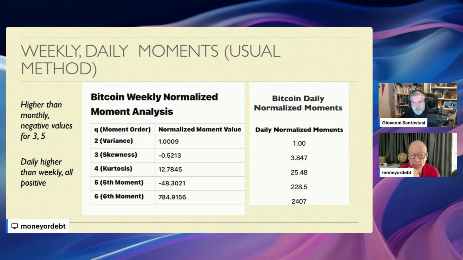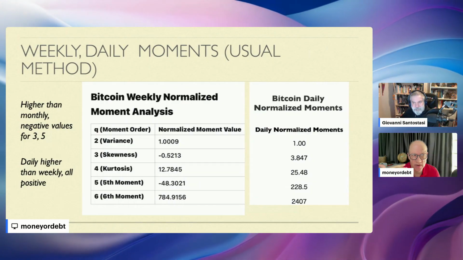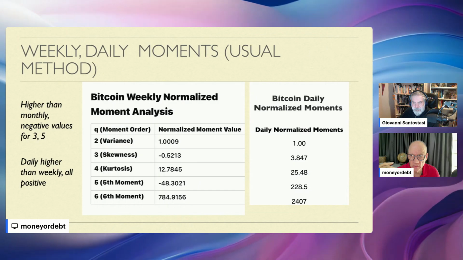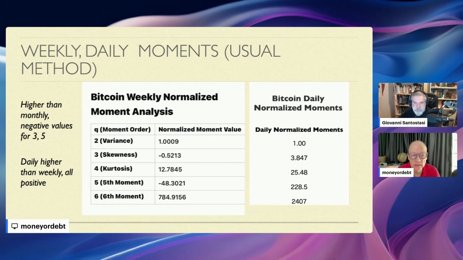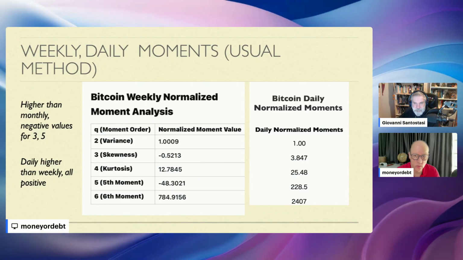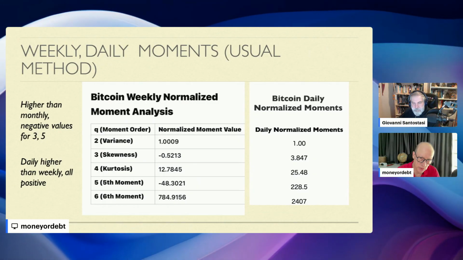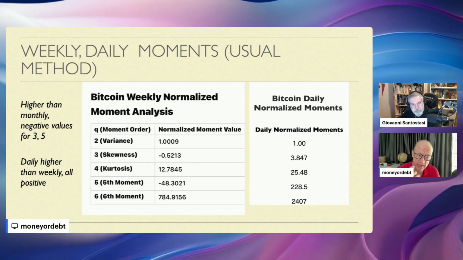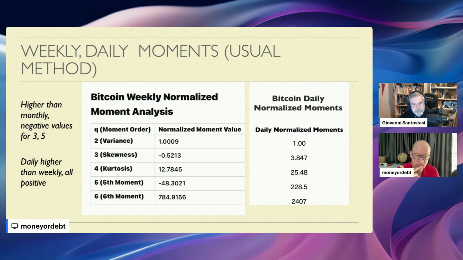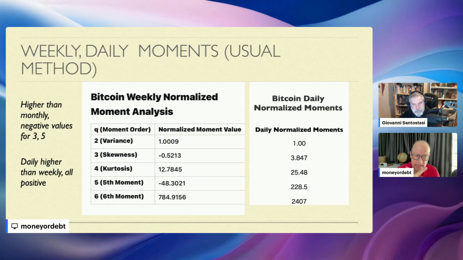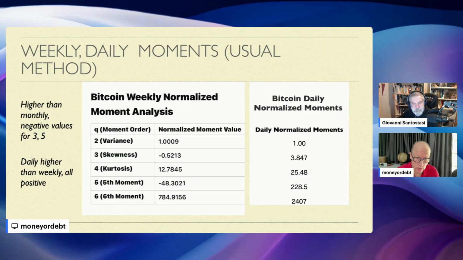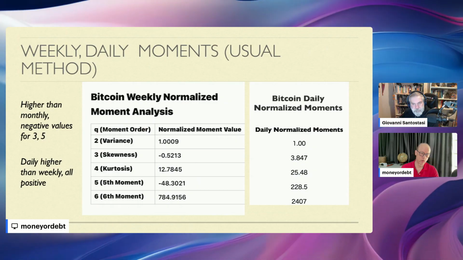Now this is the same process repeated at the weekly time frames and the daily time frames, the normalized moments. And what we see is that we get higher values than the monthly for the weekly, and the daily is even higher than that. But everything's positive with the daily. So looking at the weekly, the skewness is negative 0.52, the kurtosis 12.8. But if we go over to the daily, the skew is positive 3.8, and that's good. And the kurtosis is 25.5, and that's less good. But these are not power law detrended. And if you go up to the 6th moment, then those get very, very high, 2,400 in the case of the daily.